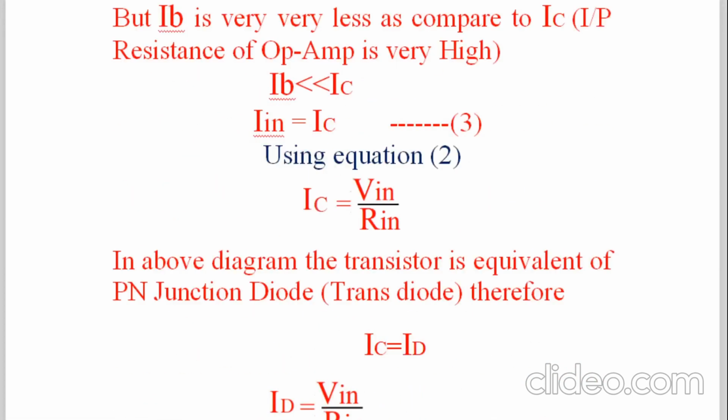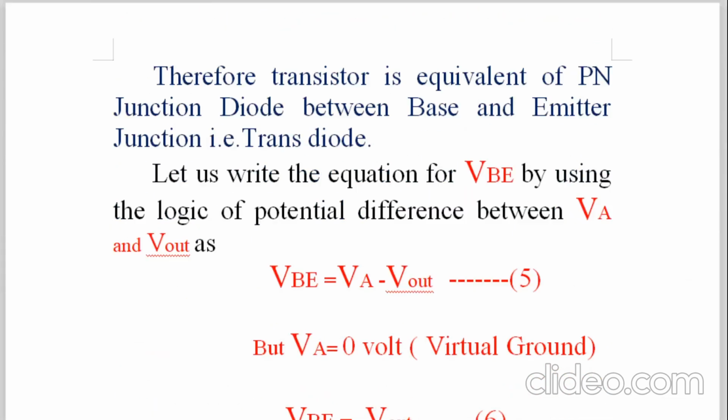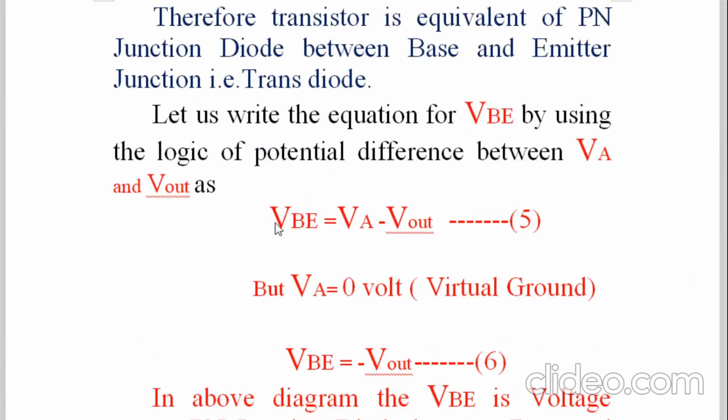So let us see here. In this case, VA minus Vout. Left hand side is VA, right hand side is Vout. So let us write the equation for VBE by using the logic of potential difference between VA and Vout, as VB is equal to VA minus Vout. VB is equal to VA minus Vout, equation number 5. But VA is a virtual ground, so 0 volt. So VB is equal to Vout. VBE is equal to Vout.